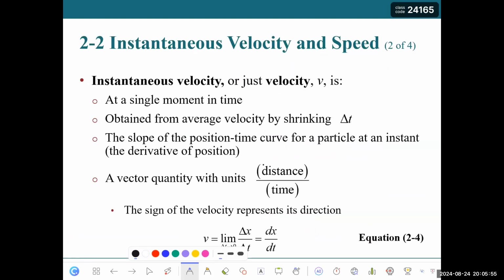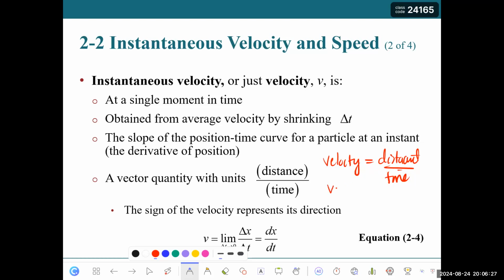Okay. We already talked about velocity. Now, in this course, we're going to be talking about differentiation. So we learned that velocity is equal to displacement over time. So it's basically the rate of change of displacement, right? Velocity is the rate of change of displacement.